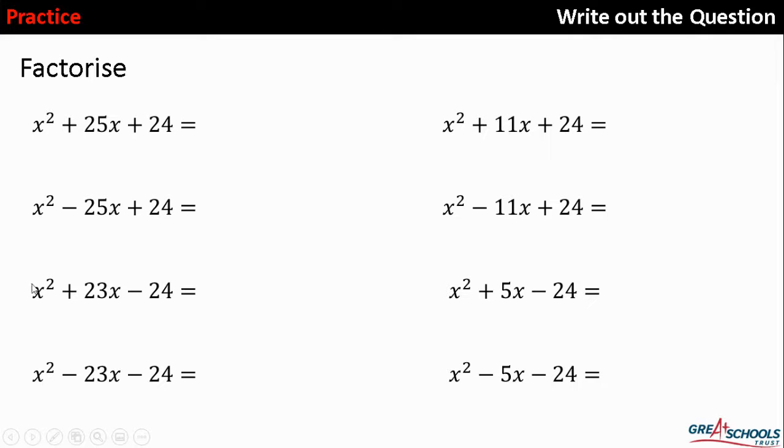Notice that we haven't got a coefficient of x squared in all of these. We've just got x squared. We haven't got a number in front of it. So when we put a number in front of it, it does change things quite significantly. But for the time being, we don't need to worry about that. Okay, so pause the video, have a go.